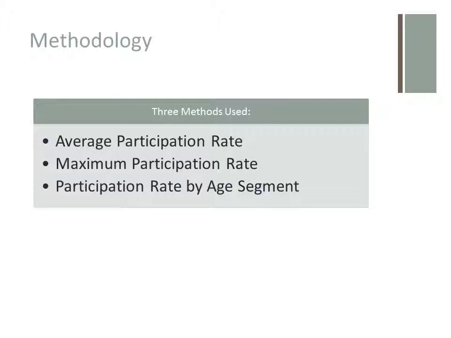And the population, we used average participation rate. We used a second method, which is the maximum participation rate. That was over the last 3 fall semesters. And participation rate by age segment, and of course, looking at age segments that are most likely to attend college.